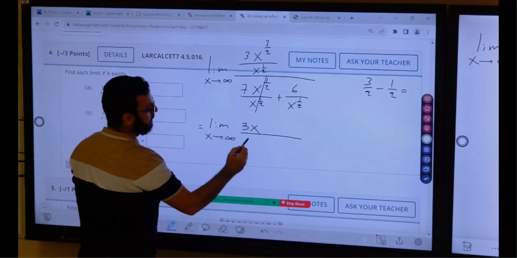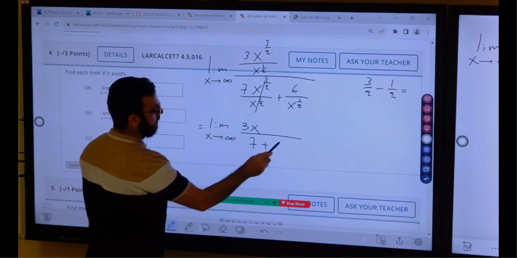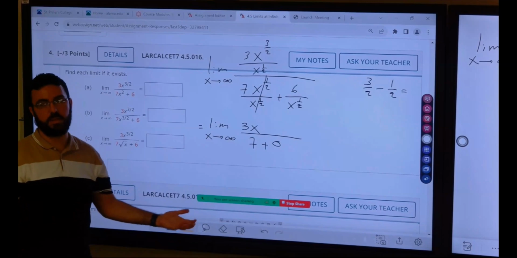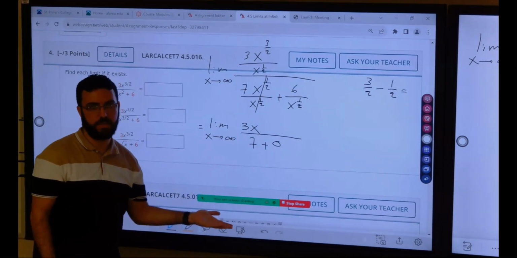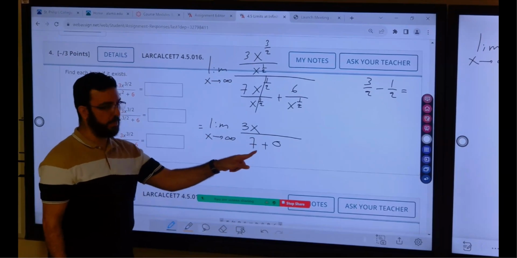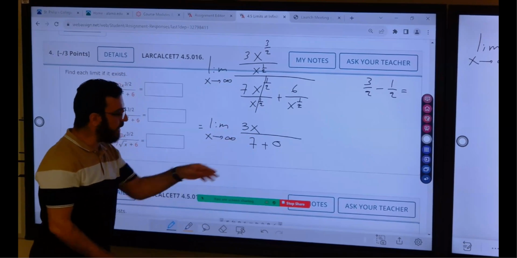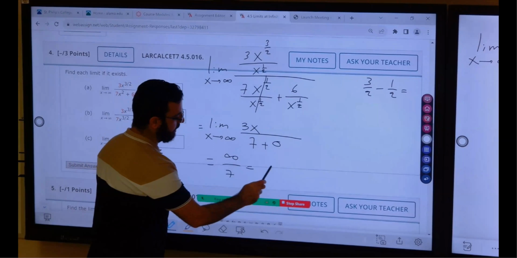And so these 7 plus 0. Now, 7 plus 0 is still a number. That's the main thing. It's not a 0. If it's a 0, it's going to be undefined. But now we have a number here. 3x, x goes where? So infinity divided by 7 is still infinity. So you're just going to say it goes to infinity.